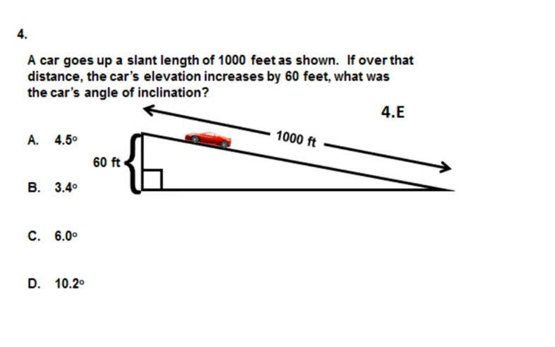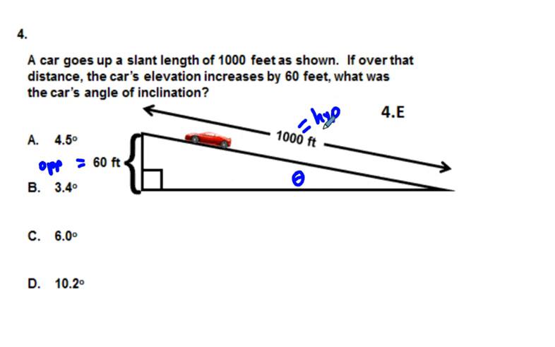Next, 4. The car goes up a slant, length 400 feet as shown. So here we have again a right triangle, and we'll find our angle of inclination. Our angle of elevation will be this angle right here. For this particular angle, our 60 feet over here is going to be our opposite side. Our 1,000 feet over here is going to be our hypotenuse.